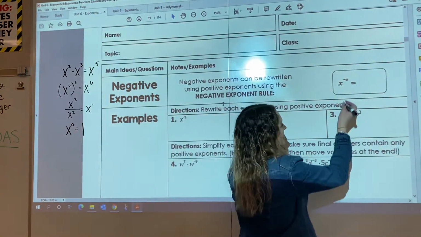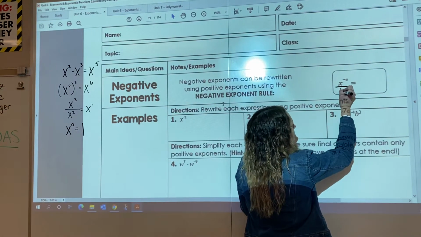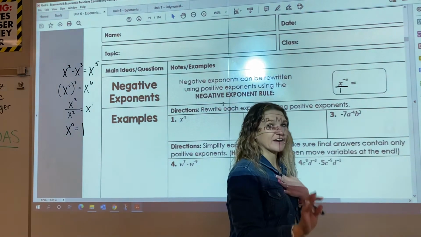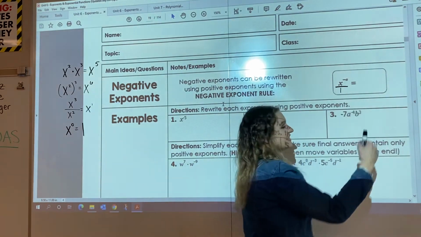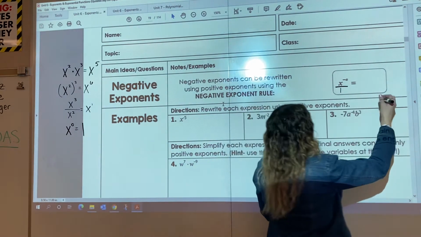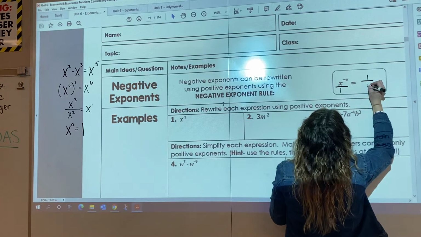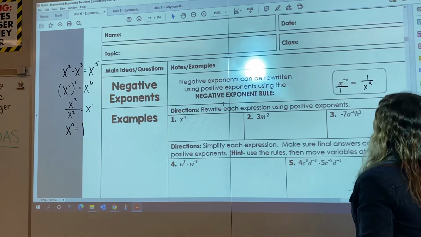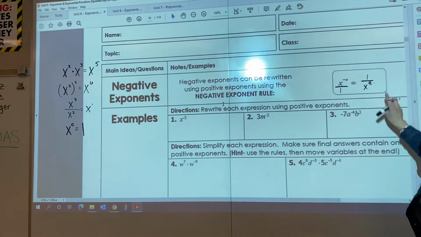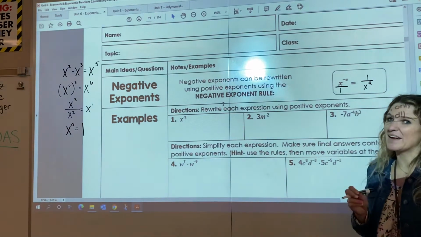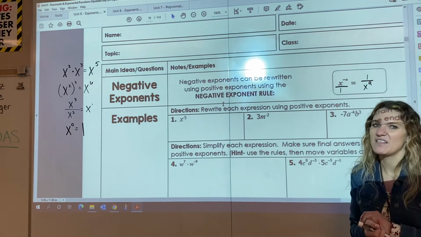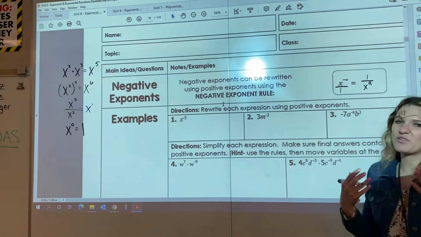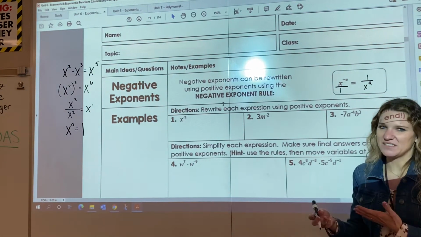What we do is we take whatever that is and put it over 1 unless it's already a fraction, and you send it into the denominator. So you would have the 1 on top and x to the positive a on the bottom. Now if you're like me, that might not make much sense right now. But as we work through it, it's going to make more sense to you.